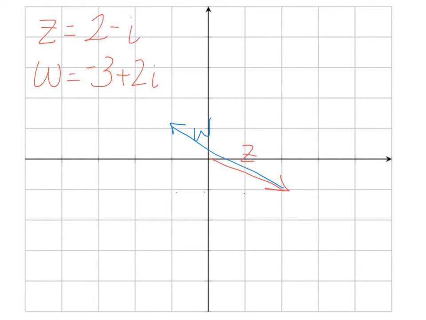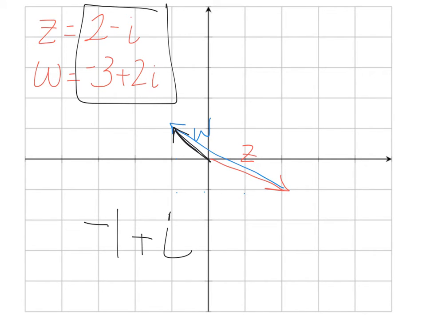When we put them together, we end up with this going from here to here, and that point was at negative 1 in the real direction and positive 1 in the imaginary direction, so that's just negative 1 plus i. And if you notice, combining like terms, 2 minus 3 is negative 1, and negative 1i plus 2i is a positive 1i. So we can relate this all back to everything we know about vectors.